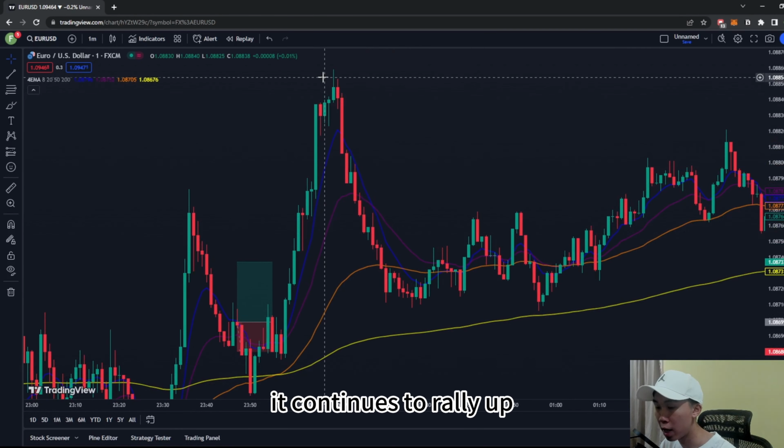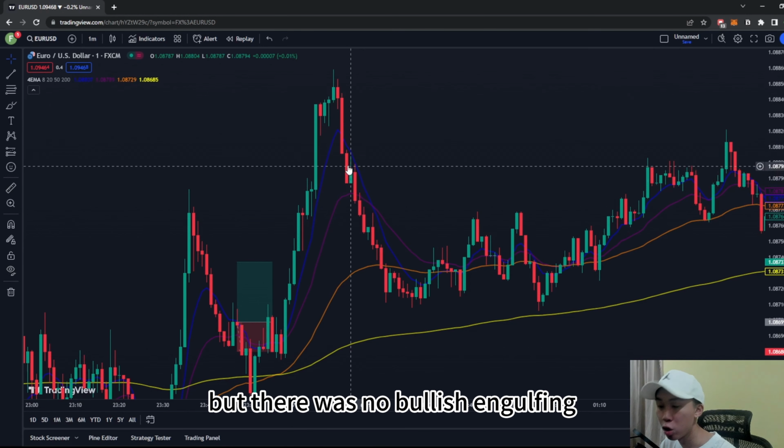It continues to rally up. Now it came back down to retest, but there was no bullish engulfing.